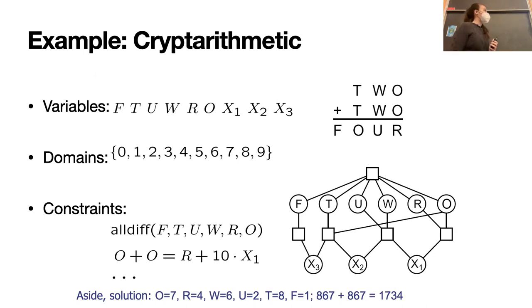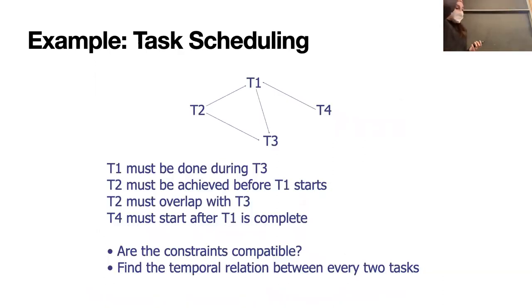Okay. So again, all of these are different types of constraint satisfaction problems. And I think I'm going to go through one more. So the other one is thinking about task scheduling. You have probably seen this in an algorithms course. You can express a task scheduling problem in the form of a graph, right? And you can have a different set of constraints.